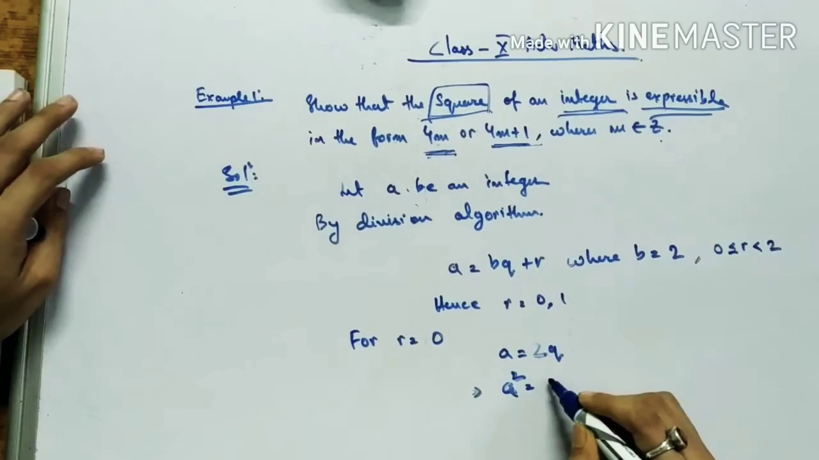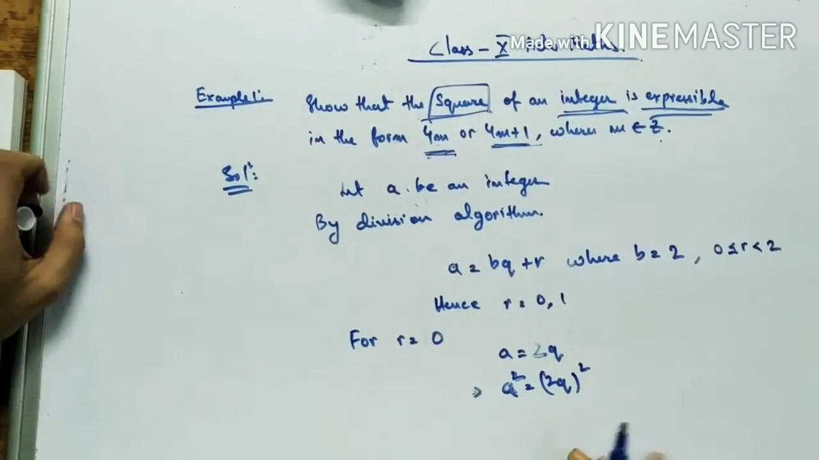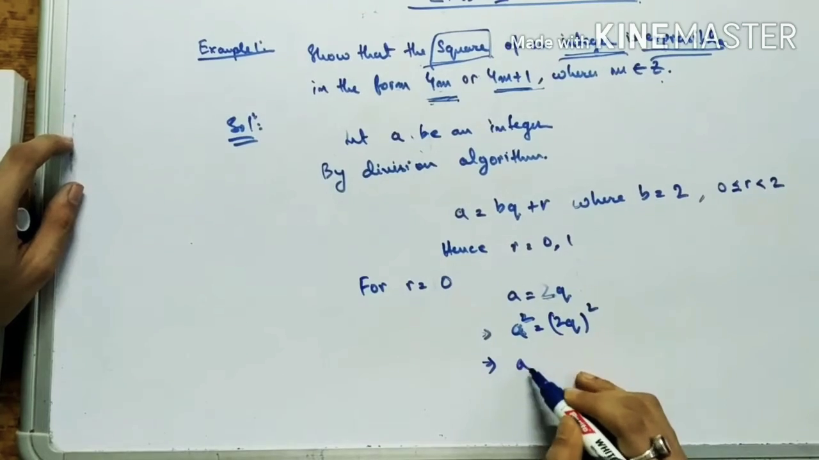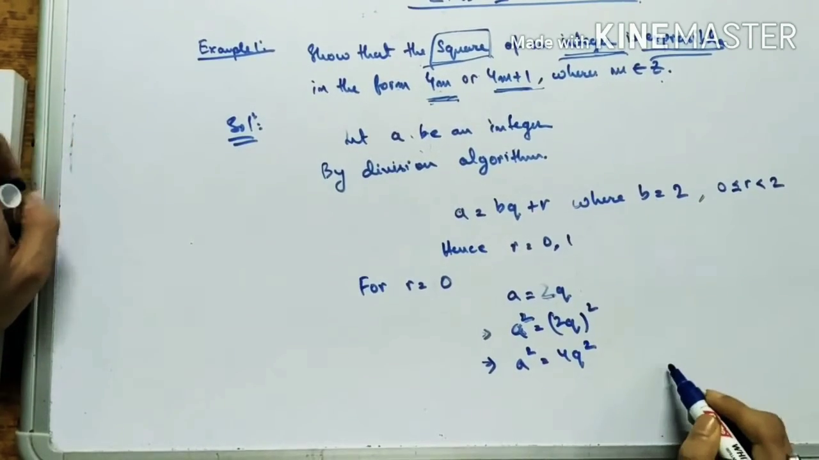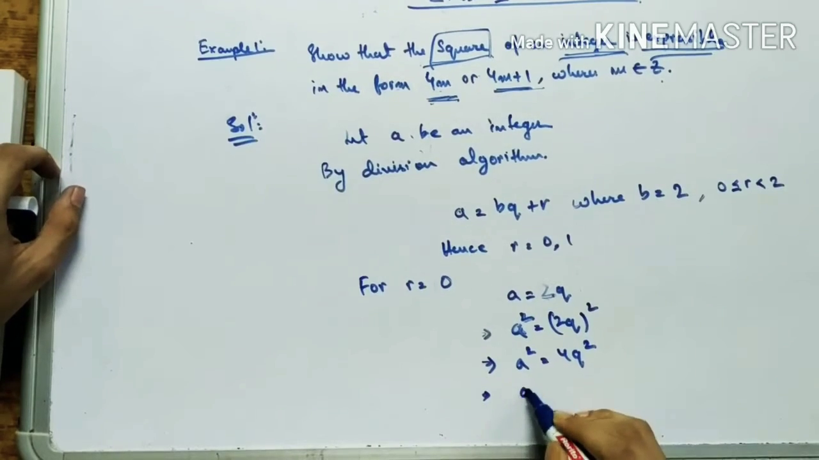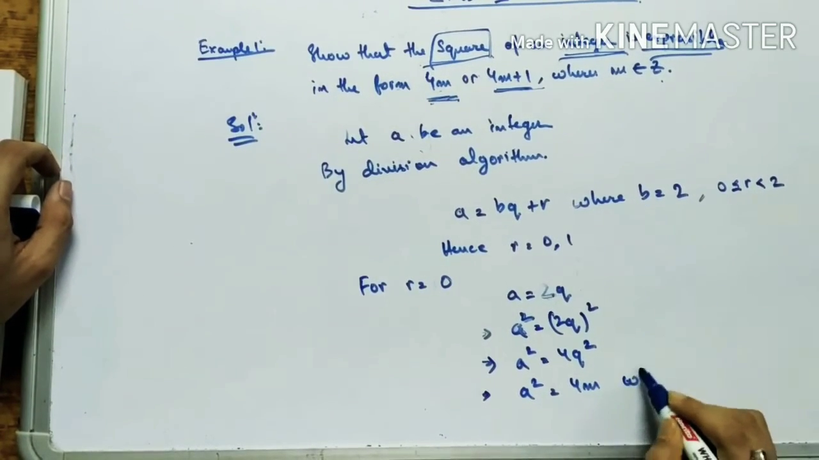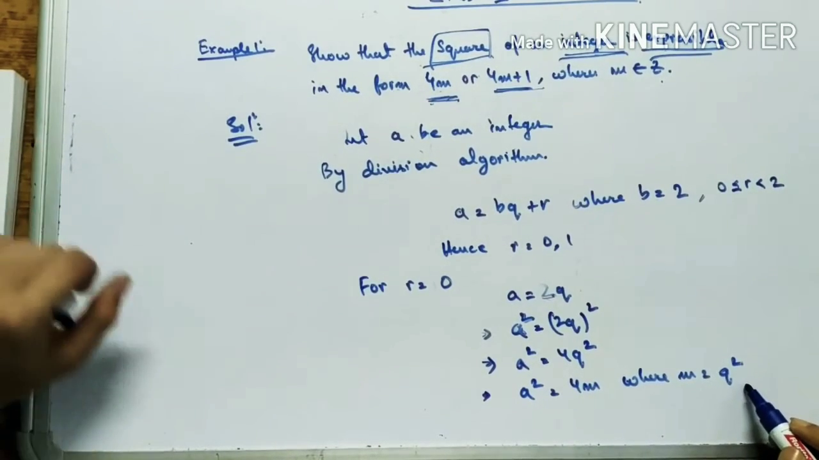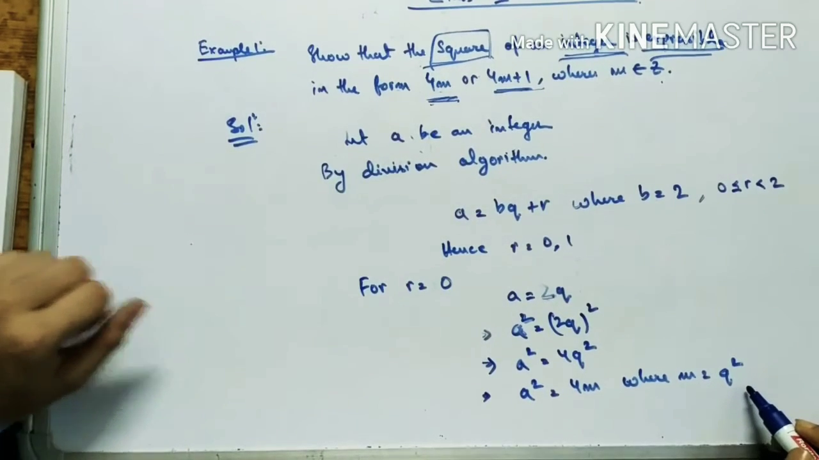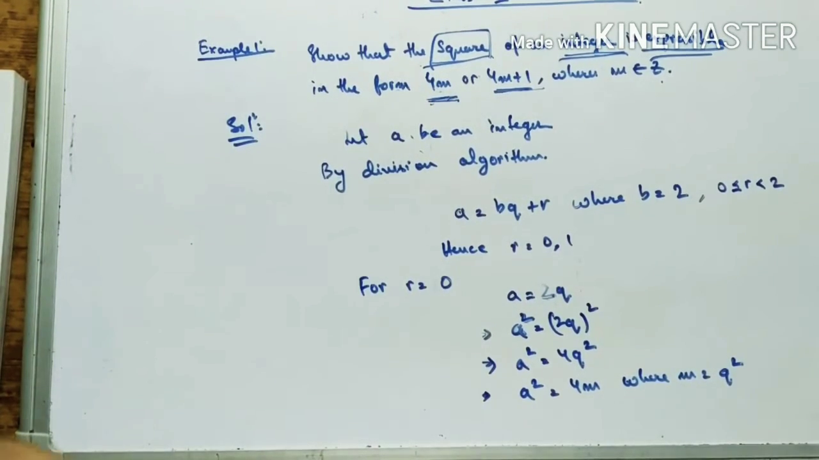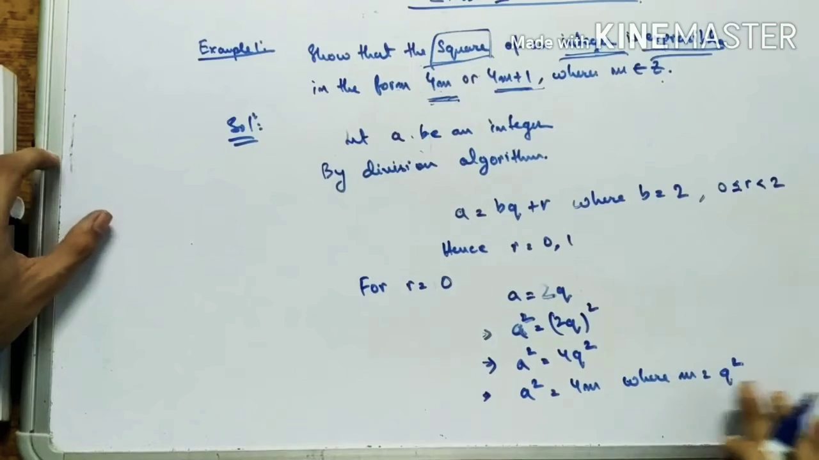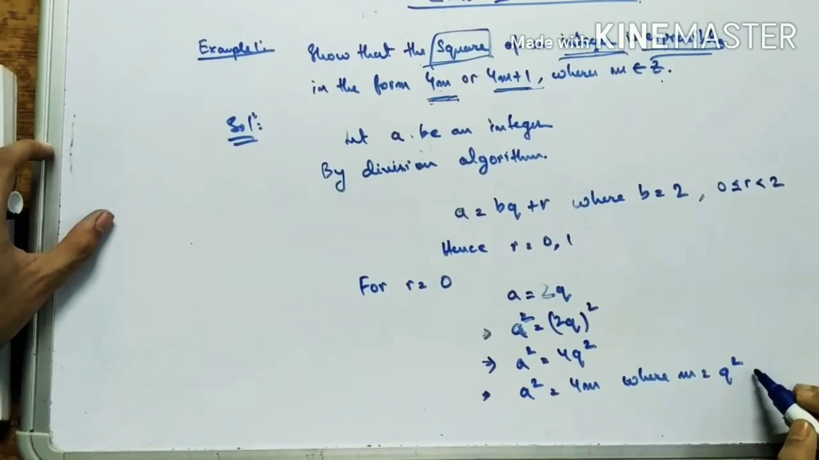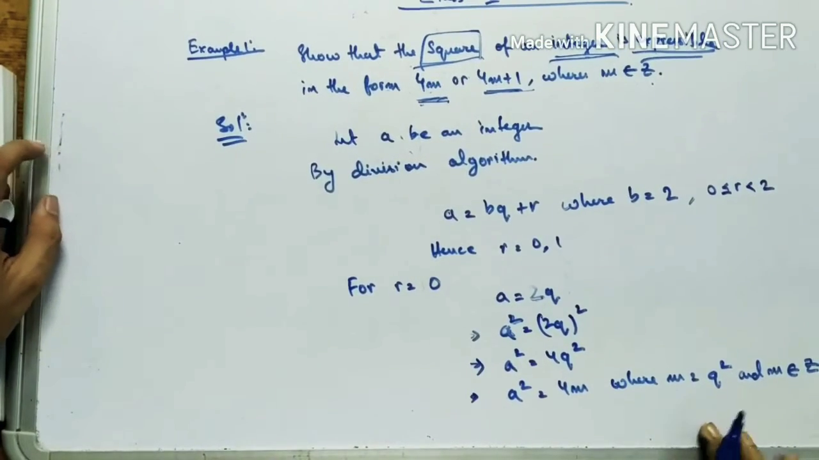A square is equal to 2Q the whole square. So I will get A square is equal to 4Q square. A square is equal to 4M, where M is equal to Q square and M belongs to Z.